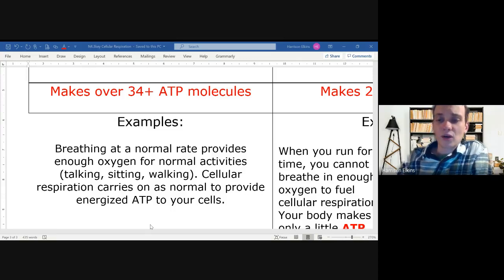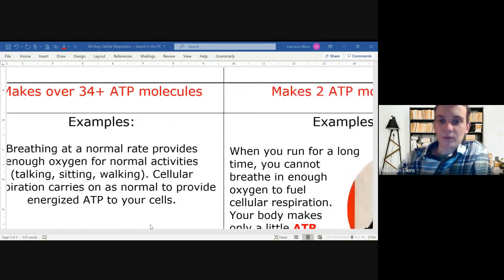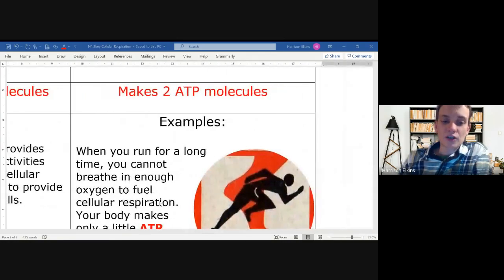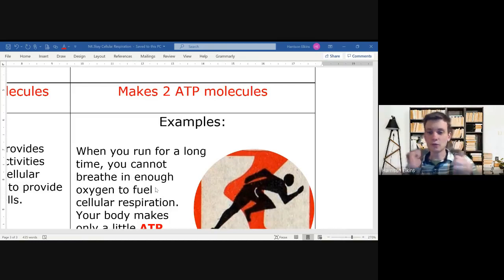Now, when you run for a long time, let's think about fermentation here. You cannot breathe in enough oxygen to fuel your cellular respiration. Let's say you're running a marathon, and you're just running and running and running. You're not going to be able to take in enough energy.